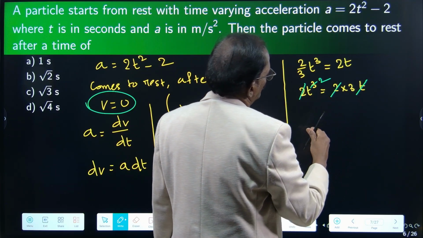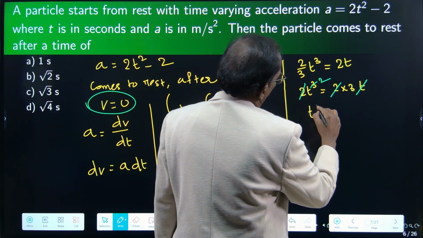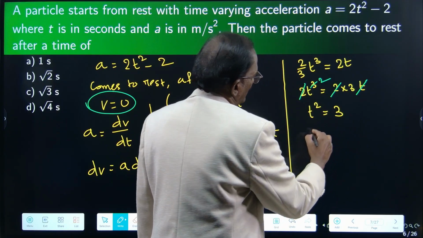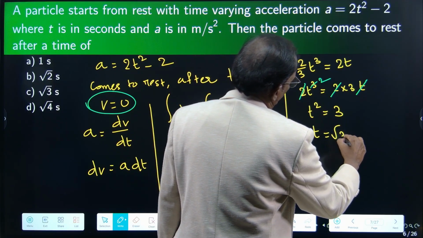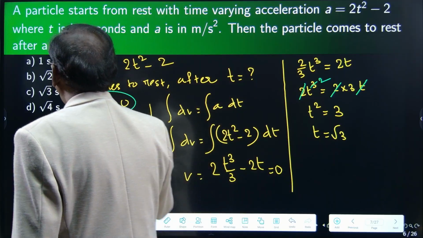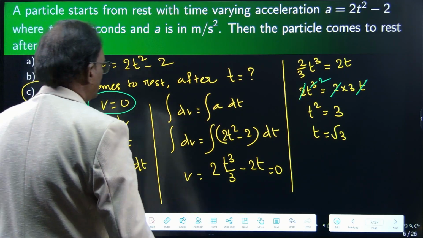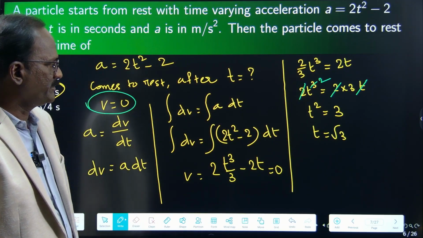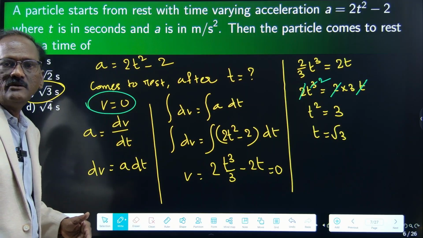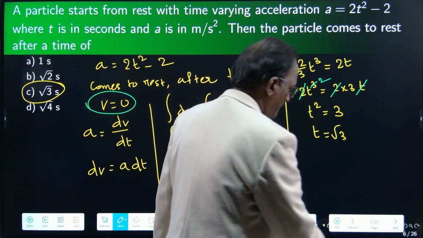So we can cancel out. This is t square is equal to 3. T is equal to root 3 is the answer. Option C, root 3 second. So when t is becoming root 3, the velocity will be 0.